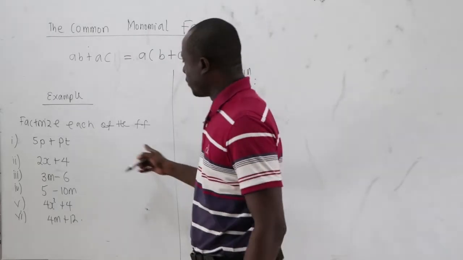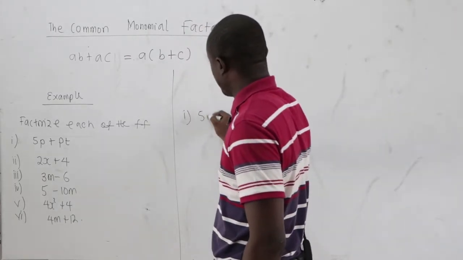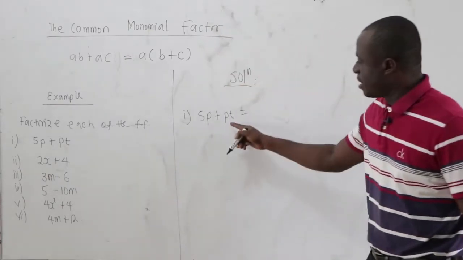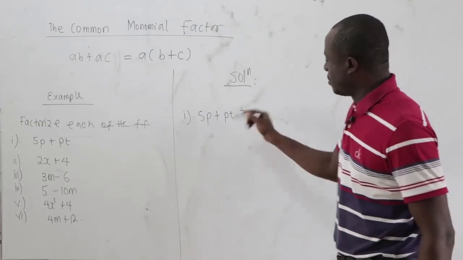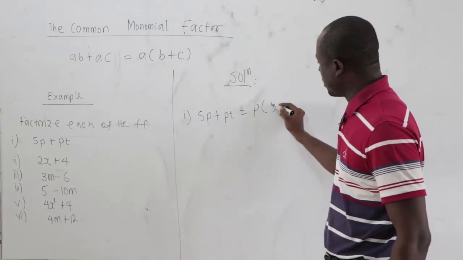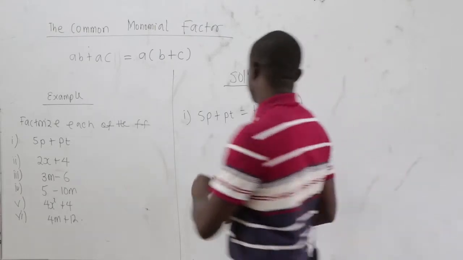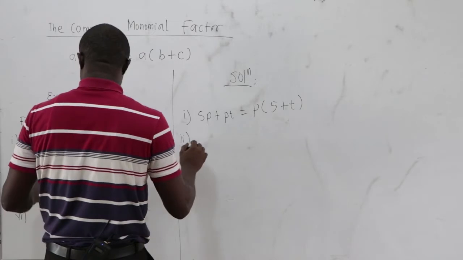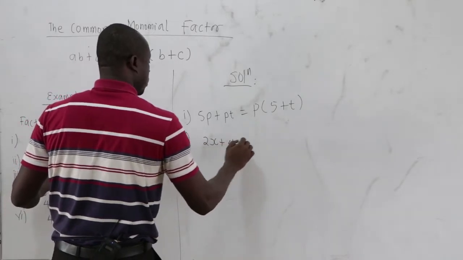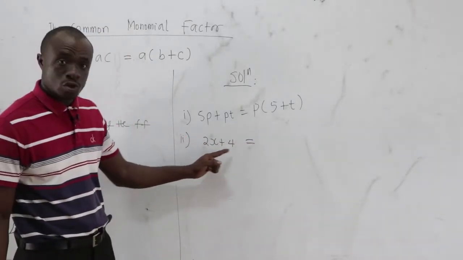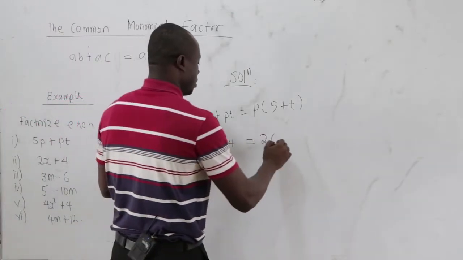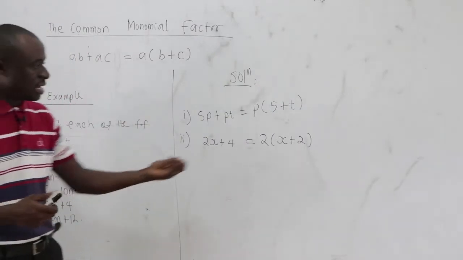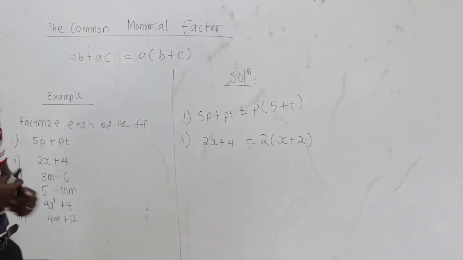Factorize each of the following. The first one, we have 5p plus pt. Clearly p is a factor of the 5p, and p is a factor of pt. So we bring the common factor out, and then we have 5 plus t. Now let's see the second one. We have 2x plus 4. Here 2 is common, so we can bring 2 out and we have x plus 2, because we can express the 4 as 2 times 2, and we can bring that common factor out.